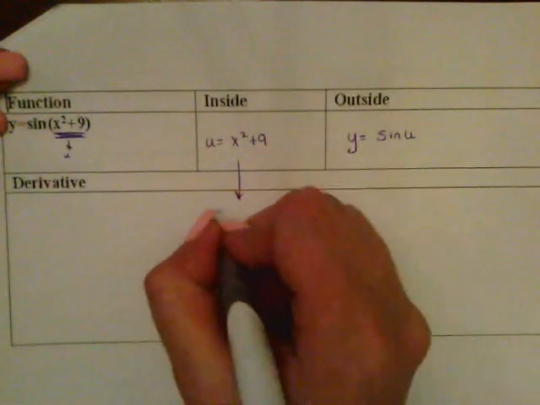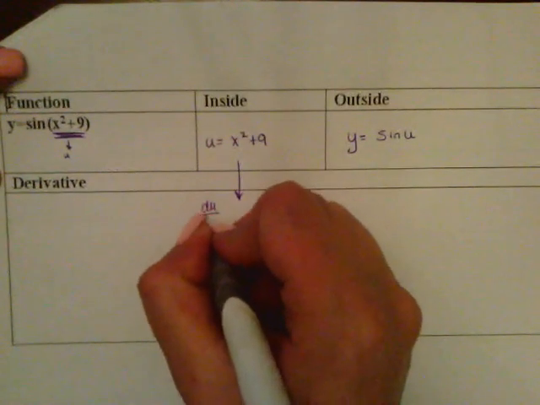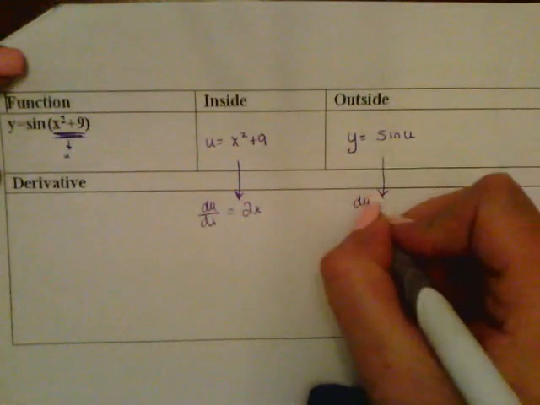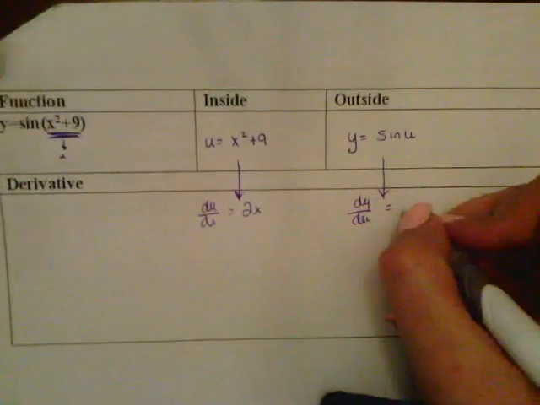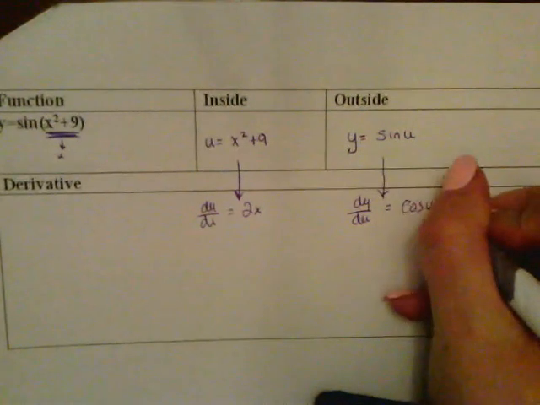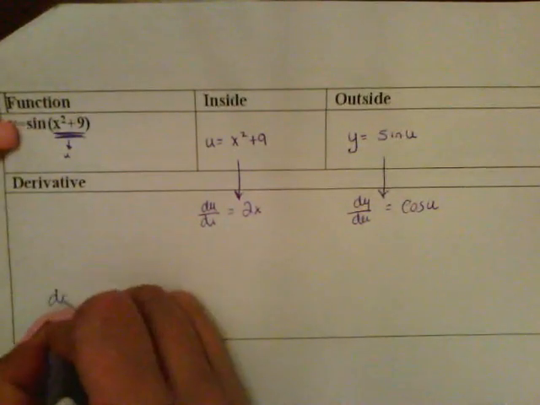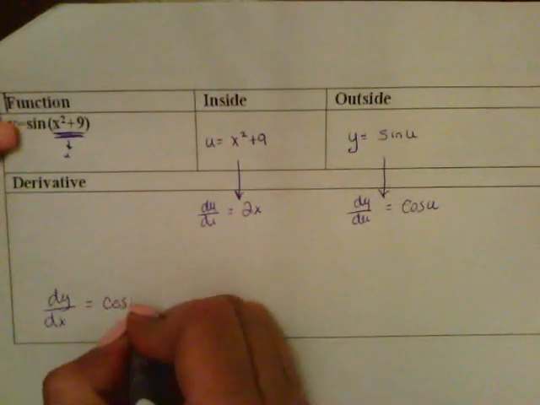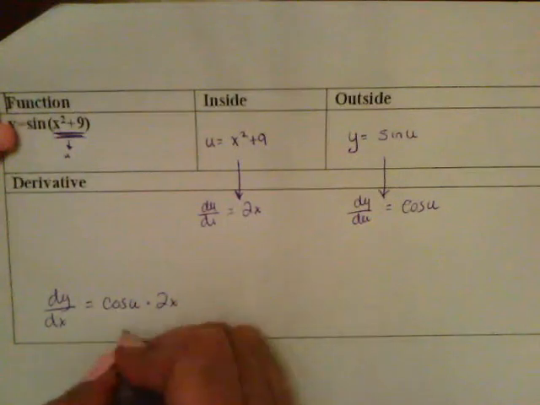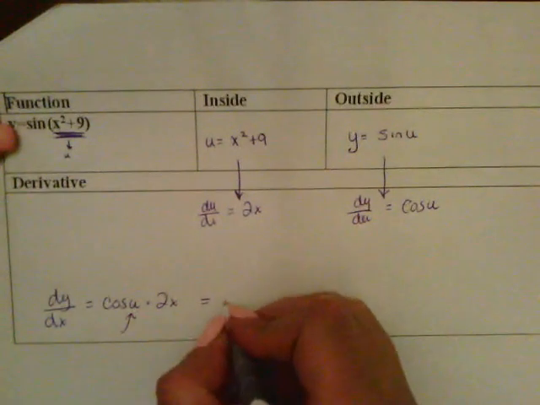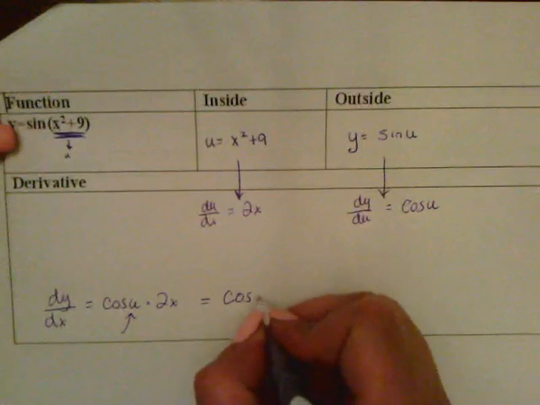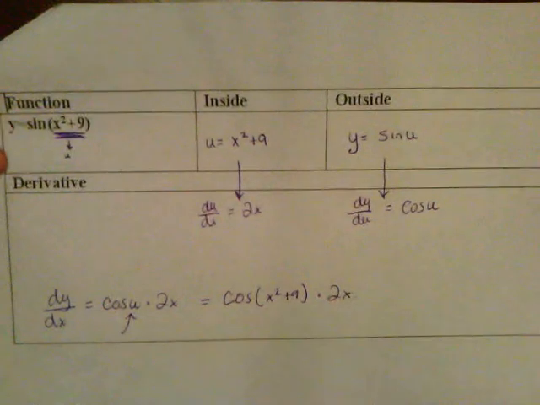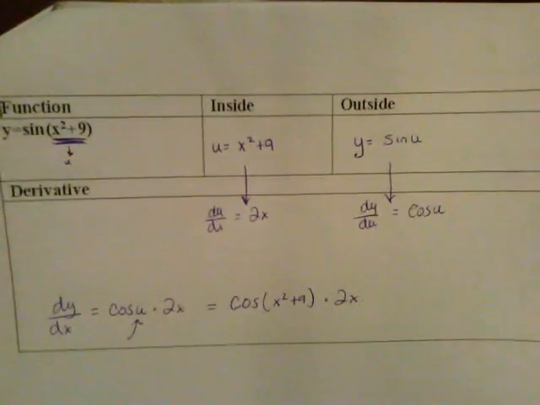Take the derivative of both. So du dx is 2x. dy du is cosine of u. Now multiply the two together. So cosine of u times 2x. And don't forget to sub u back in. So it's cosine of x squared plus 9 times 2x. Easy peasy, right?